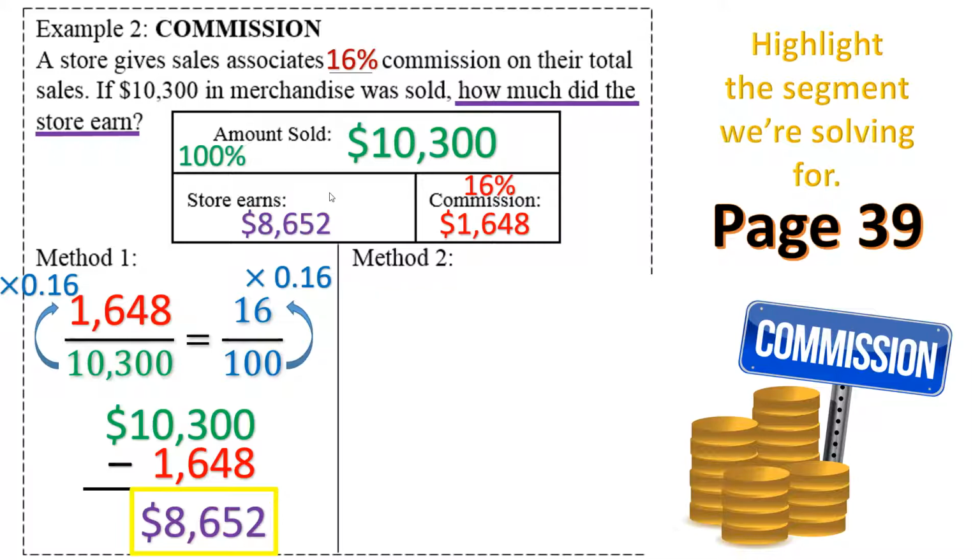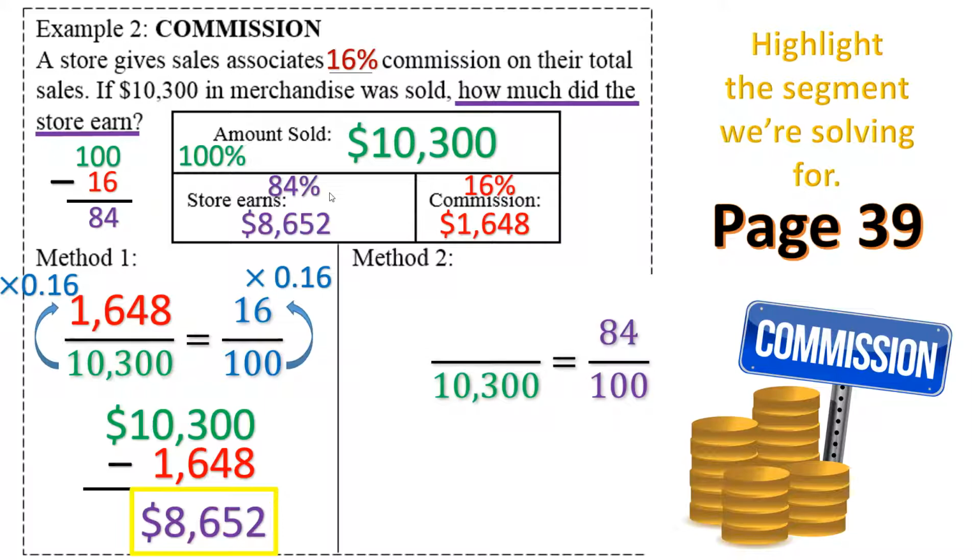Now, method two is going to the final percent. So for example, the amount sold is 100% of the amount sold. The commission is 16%. Therefore, the store is losing 16%. So 100% minus 16% means the store is going to earn 84% of the amount sold.